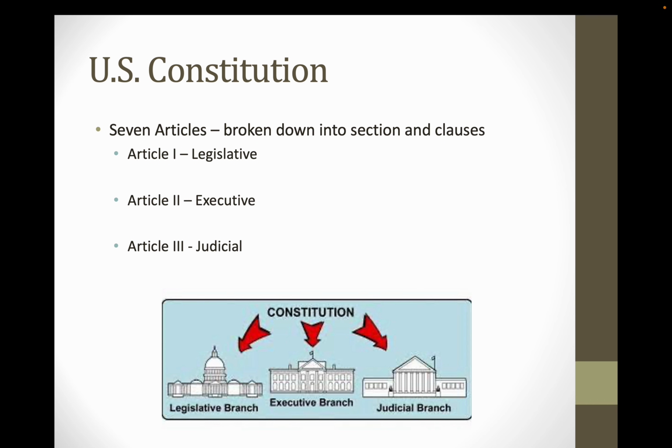And again, just like the importance of having a written constitution to limit the powers of a government, the reason we have separation of powers is to limit the powers of government to protect our freedoms and our liberties.